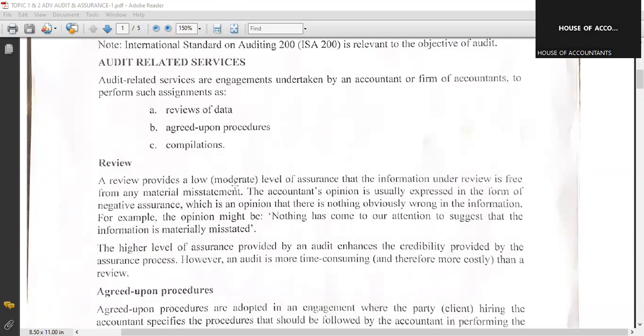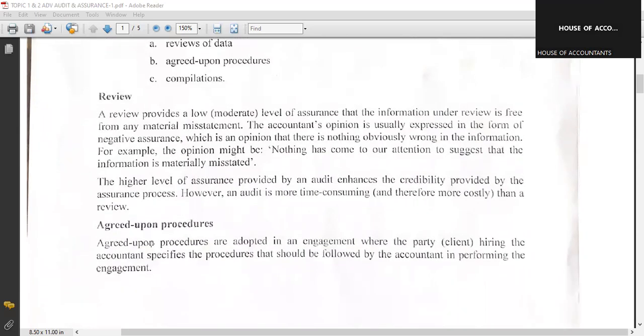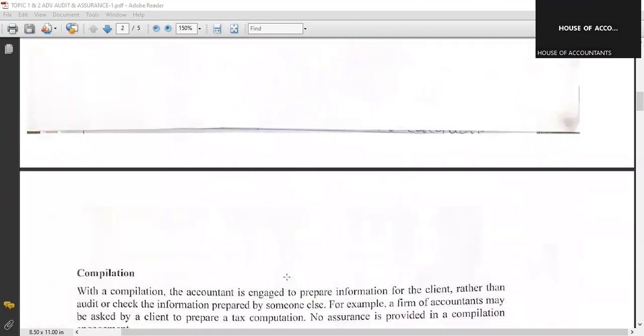So a review provides a low or moderate level of assurance that information under review is free from any material misstatements. That's just the purpose. Review what this person has done and tell us if it's free from error. Then agreed upon procedures are adopted in an engagement where the party hiring the accountant specifies the procedure that should be followed by the accountant in performing the engagement.